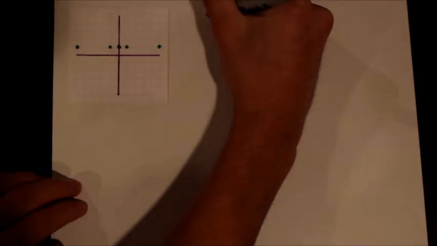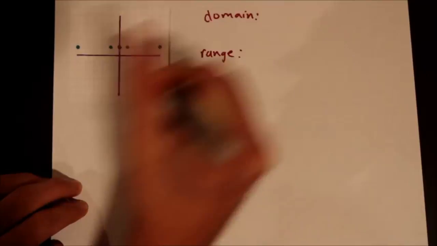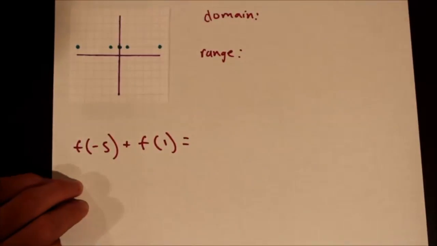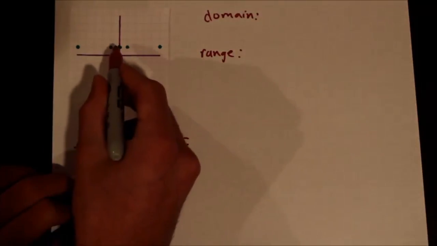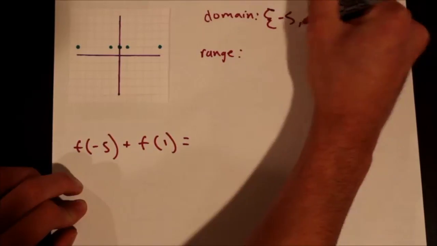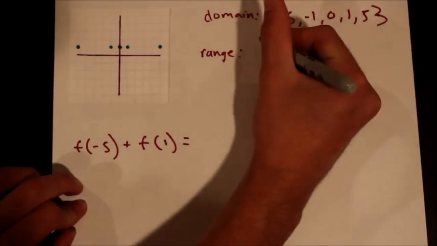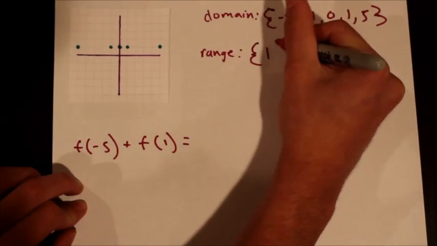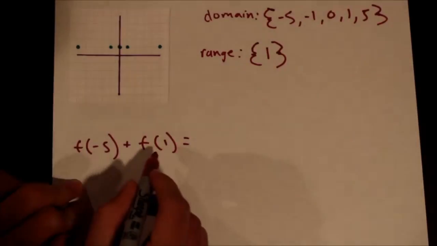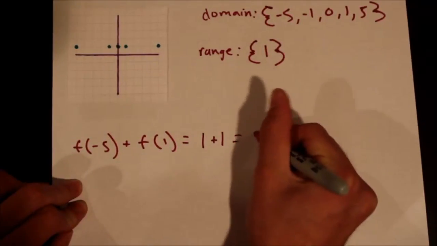Using this graph of a function, we can find the domain, the range, and the sum of f of -5 and f of 1. The domain is the x value. In this situation, it would be -5, -1, 0, 1, and 5. There is only one y value of this function, and it is 1. F of -5 is equal to y when x equals -5, and f of 1 equals y when x equals 1.